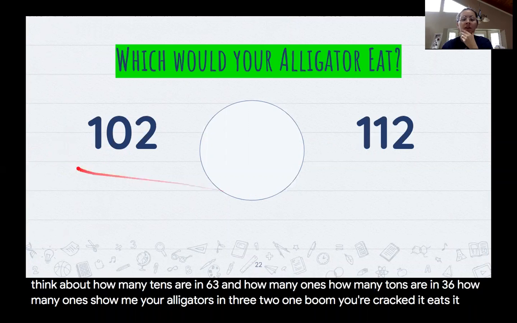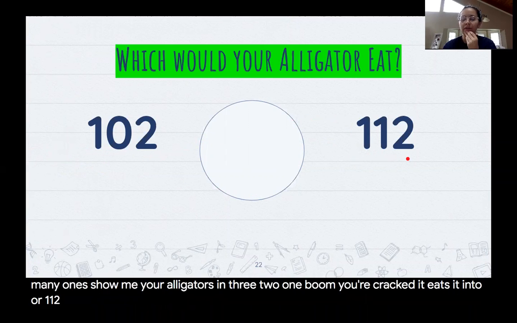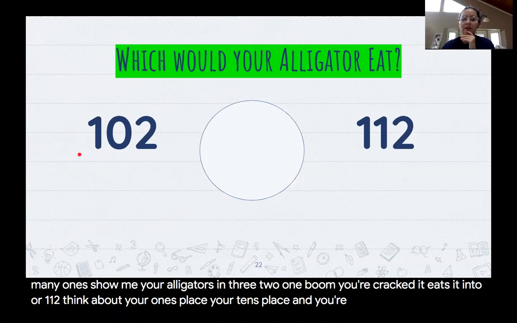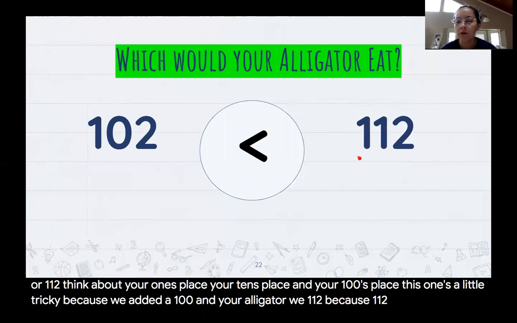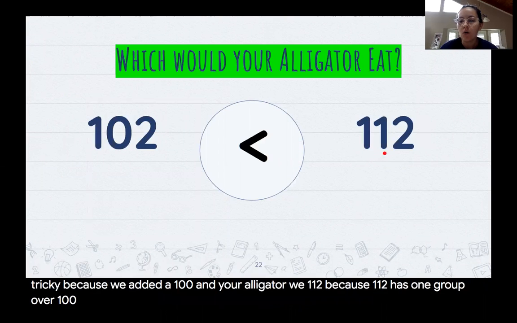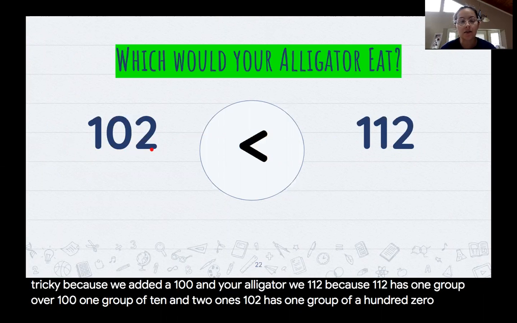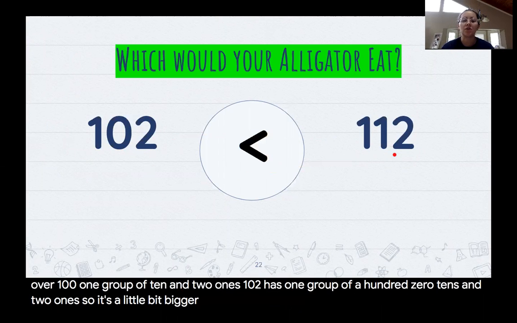Which one would your alligator eat? 102 or 112? Think about your 1s place, your 10s place, and your 100s place. This one's a little tricky because we added a 100s. And your alligator would eat 112 because 112 has one group of 100, one group of 10, and 2 1s. 102 has one group of 100, 0 10s and 2 1s. So it's a little bit bigger, 112.